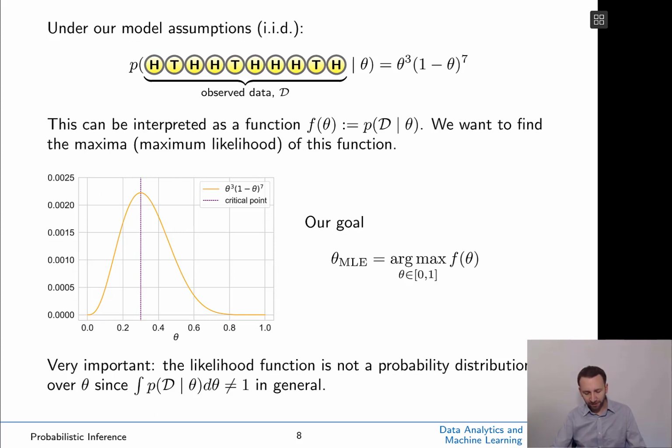One important point I want to mention: this function f of theta, which we have plotted here, is not a probability distribution. You all know that a probability distribution should integrate to 1 over its domain. Here this integral is not equal to 1. This is just some function which measures the likelihood in dependency of this parameter, which in general is not a probability distribution. So please don't confuse it. It's just a likelihood function.